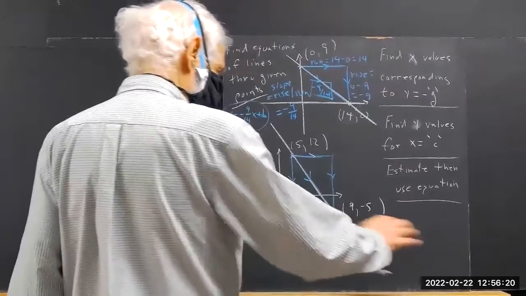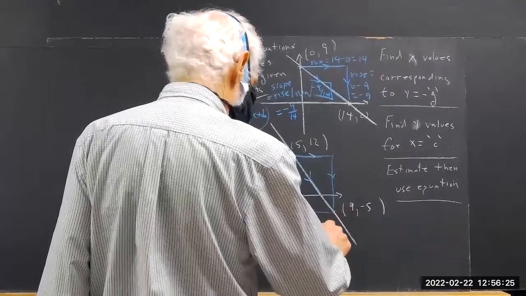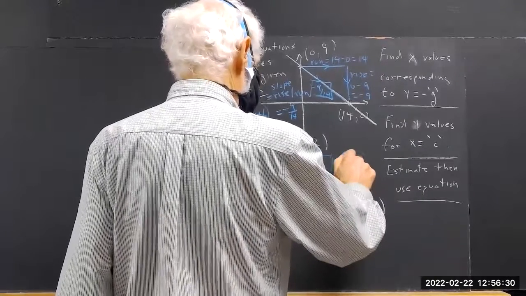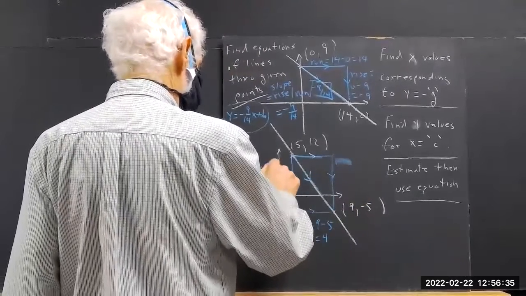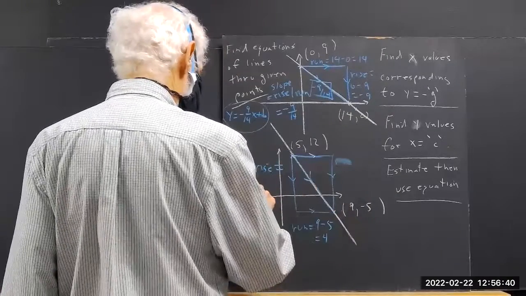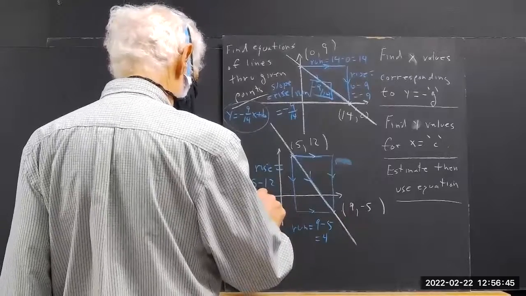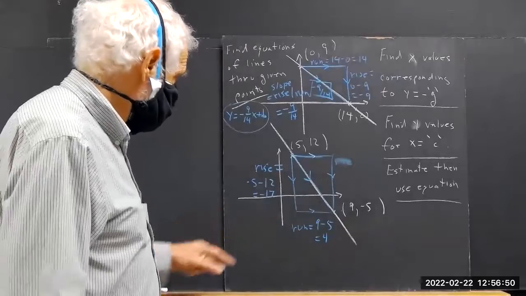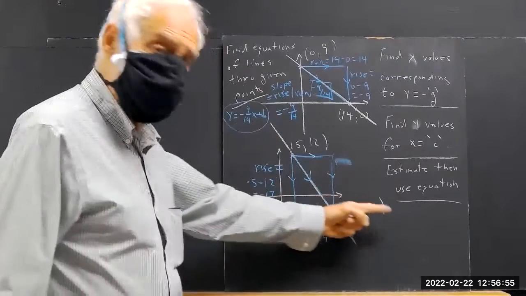The run is changing x coordinates. Subtract where you start from where you end. 9 minus 5 equals 4. So let's put it over here since I'm using this triangle. Rise equals changing y coordinates, where you end minus where you start. -5 minus 12 is -17. These numbers should make sense. If I go from here to here, I've got to go -17 in the y direction and +4 in the x direction.